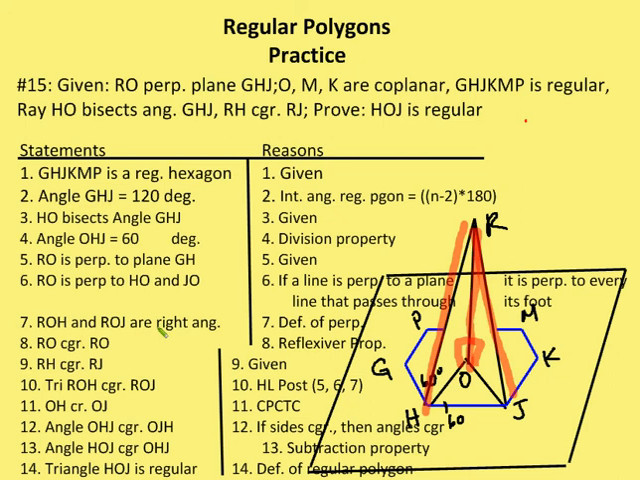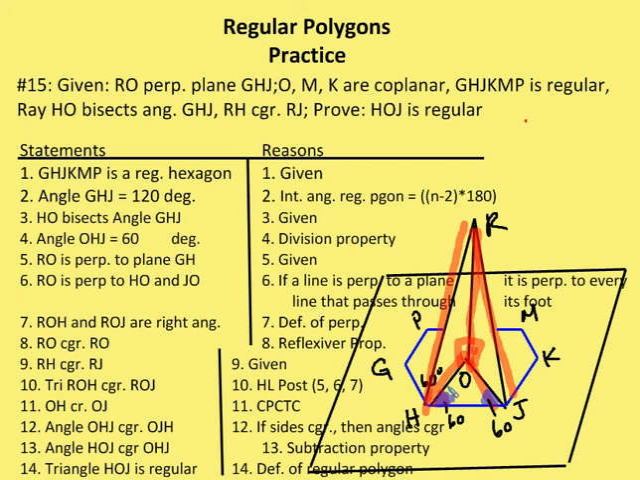So I have, by HL postulate, that triangle ROH is congruent to ROJ. Now we can say that OH and OJ are congruent by CPCTC. And I know that angle OHJ is congruent to OJH, because if the sides are congruent, the angles opposite them are congruent. That means that angle OJH will be equal to 60 degrees as well.